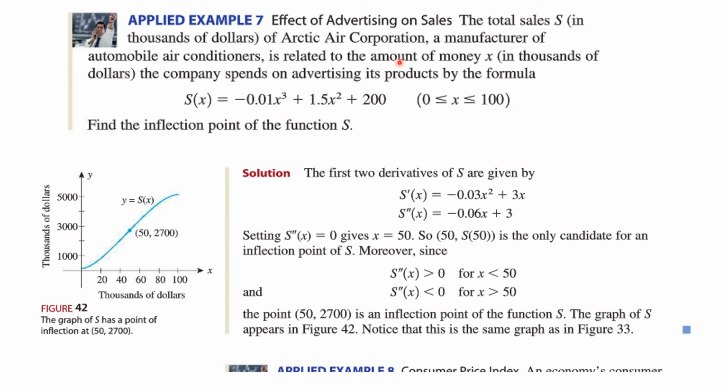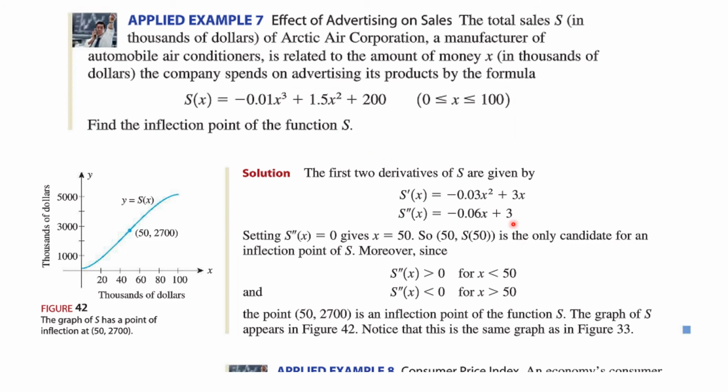Life is a word problem, so we do word problems. So we're talking about what is the effect of advertising on sales. So here is a formula, and the amount of money is in thousands of dollars that they spend on advertising, and this is the sales as a function of how much they spend on advertising. And so you have this, and we take the first derivative and the second derivative.